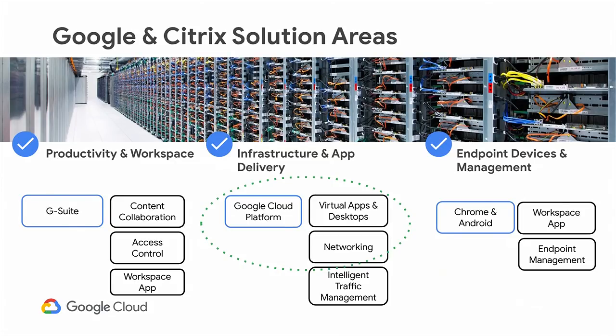So the solution areas that you'll find us working together on, you can see a quick snapshot of here. In the productivity and workspace area, if you're using G Suite and the Workspace app, we provide our content collaboration capabilities that snap into G Suite and the Workspace. We provide this advanced access control that if you want to, you can come check out in the booth and we'll show you some of that stuff. On the far right, we're talking about our endpoint management capabilities, which are built into Citrix Cloud. And those integrate and work very well with both Chrome Enterprise and with Android Enterprise, Android for Work.